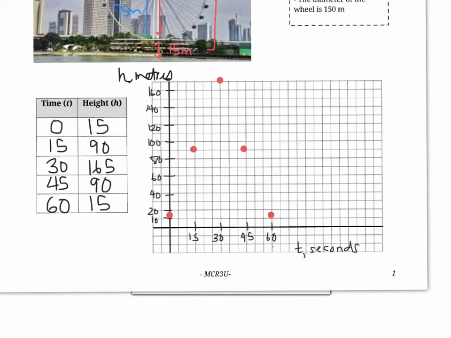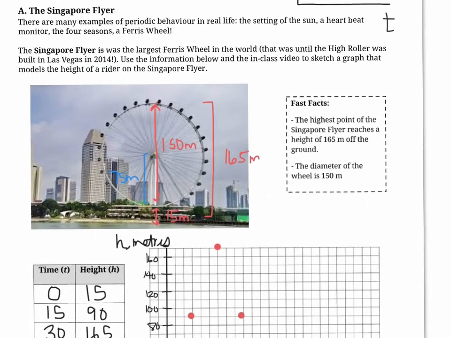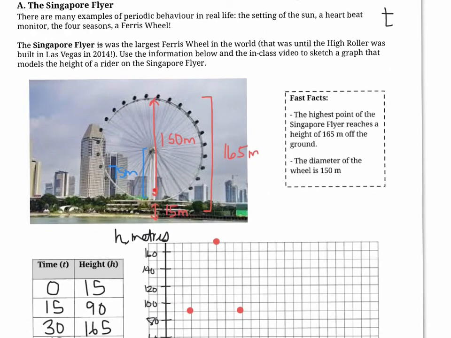So if we were to go back up to here, taking a look at our Ferris wheel, as we're going up, here our height is slowly increasing, and here it's really quickly increasing. So you can just see the rate of change down here is much less than the rate of change up here. So our height is not increasing in a constant manner.